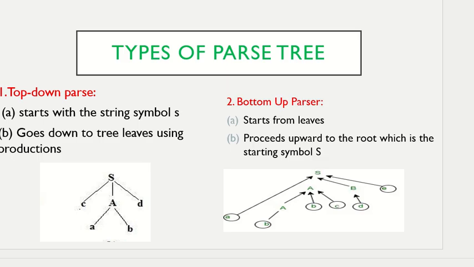Proceed upward to the root, which is the starting symbol S. This is the starting symbol S, and these are the leaf nodes, and the string starts from here. From this, the input string is reduced upward to the start symbol using the grammar rules in reverse.